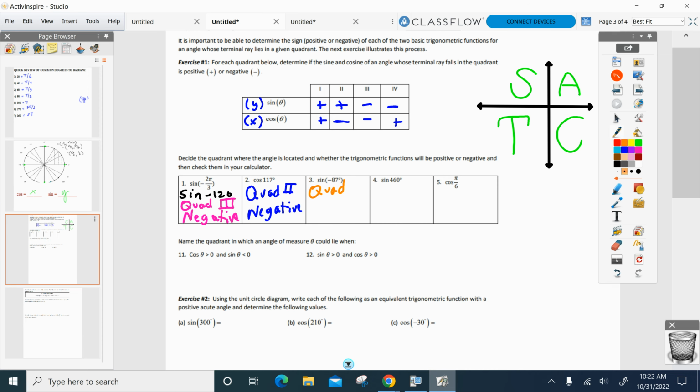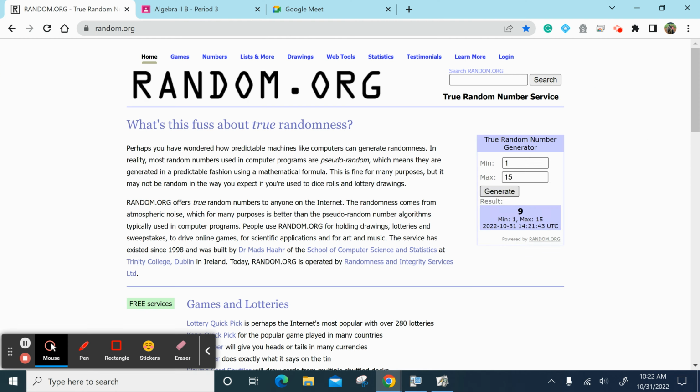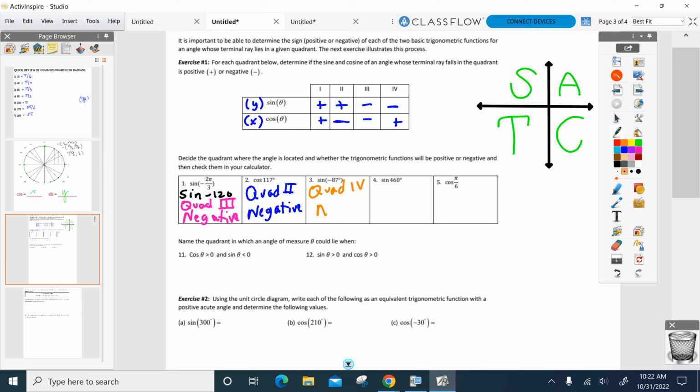Third. Fourth. Plus 360. What'd you get? 273. That would put it where? Fourth quadrant. What do you know about sine in the fourth quadrant? Is it positive or negative? Negative.